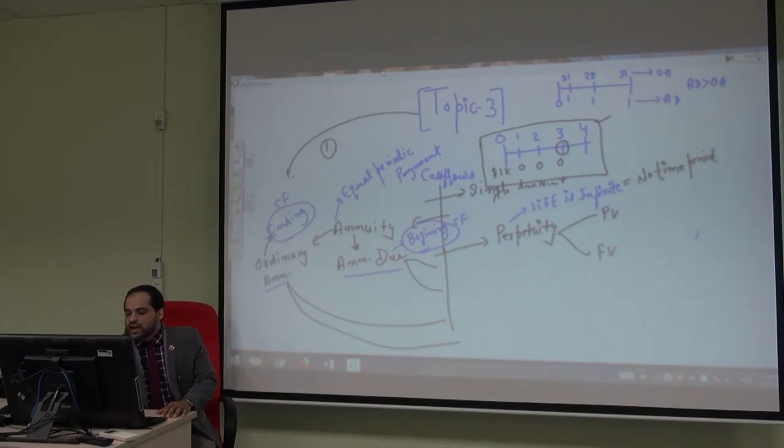If there is no time period, the formula is cash flows divided by R, where CF stands for cash flows and R stands for the rate of interest. Whatever value we get is called the present value of your perpetuity.